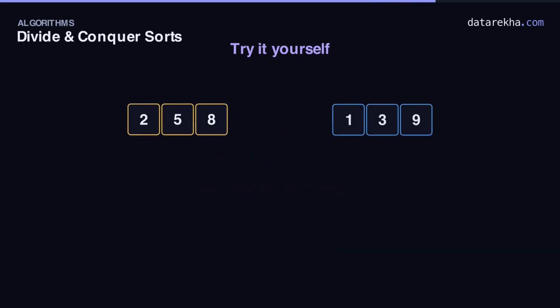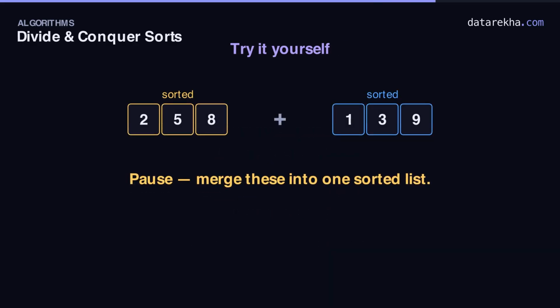Your turn. Here are two already sorted halves, 2, 5, 8, and 1, 3, 9. Pause the video and merge them by hand using the zipper. Compare the fronts, take the smaller, repeat. What sorted list do you get?